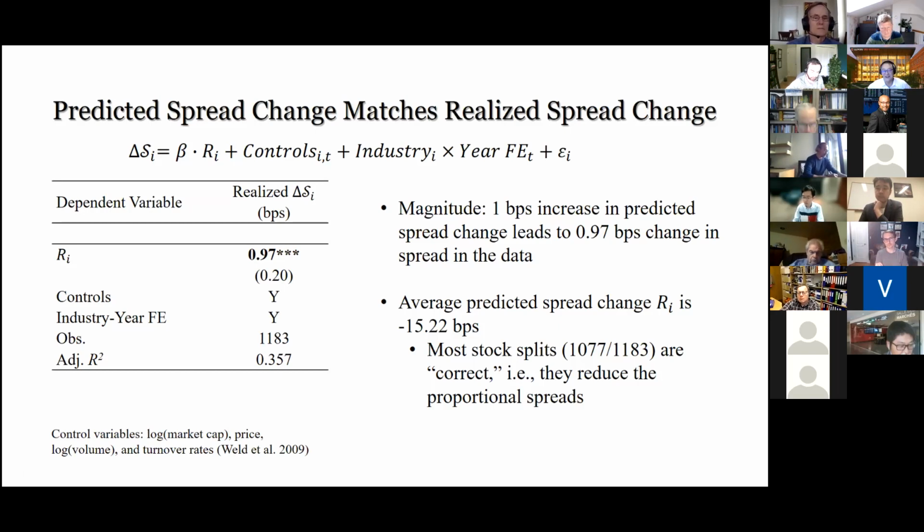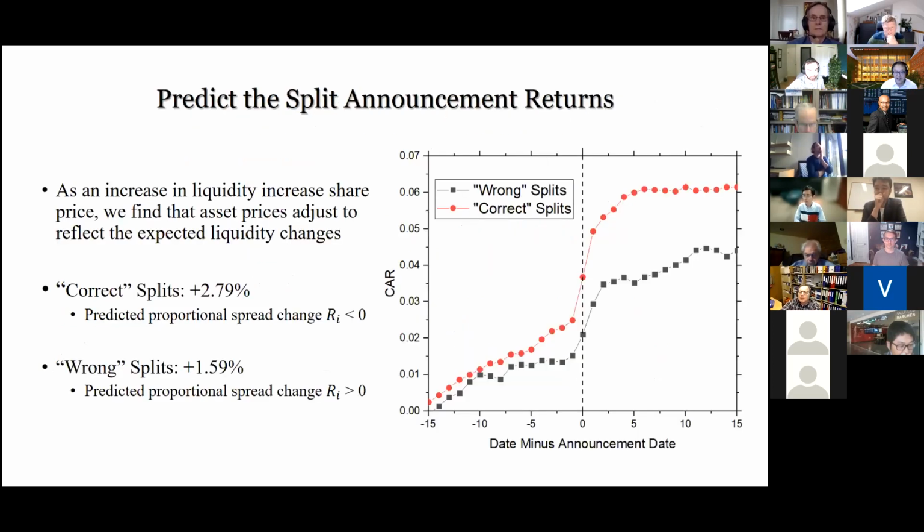The second finding is interesting. Most firms do that correctly. So the average predicted spread change is huge, actually 15.22 basis points after the split. So the majority of stock splits are correct, and they reduce proportional spreads. And then if you look at the return, because we know liquidity matters for asset prices, this is the correct splits, and this is the wrong splits.